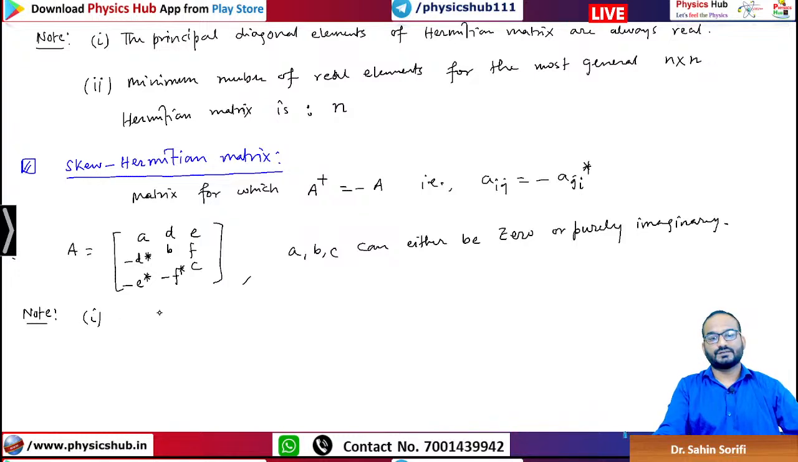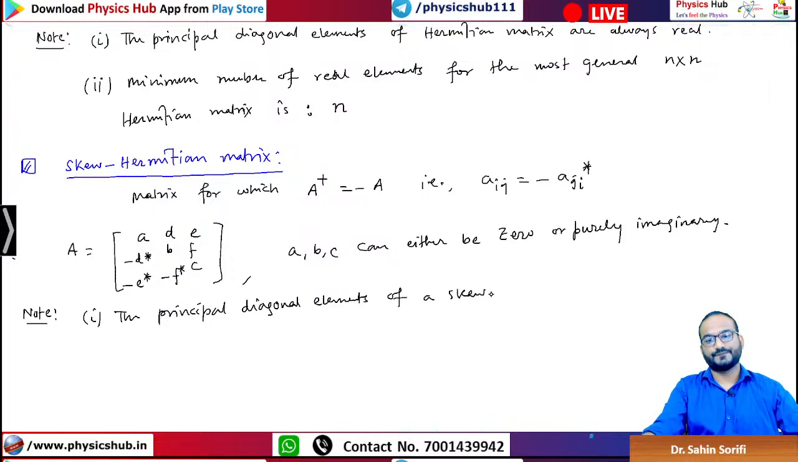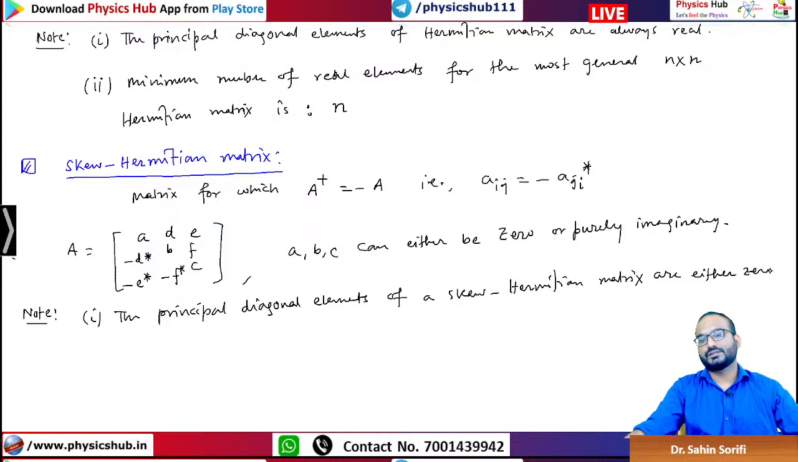The first point is that the principal diagonal elements of a square skew Hermitian matrix are either 0 or purely imaginary.